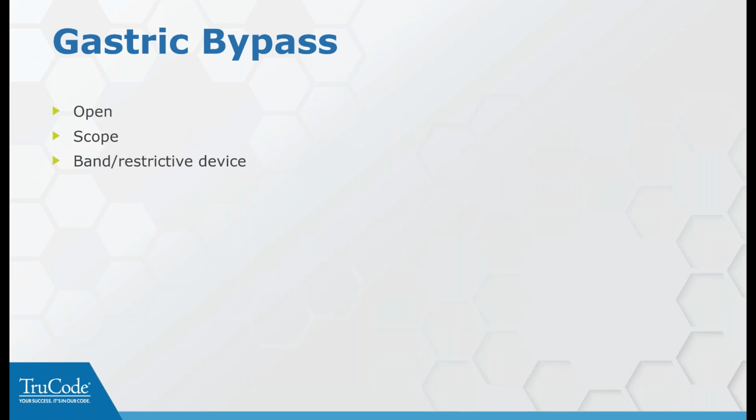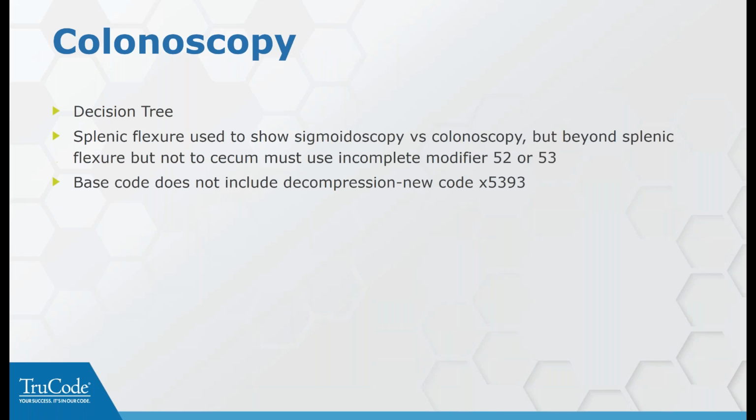The gastric bypass codes in the middle of the digestive system, be careful with those. Those procedures can be done either open or endoscopically, and there's also codes for like bands or restrictive devices being put on the outside of the patient's stomach or intestines there to work with the bypass. So you need to know exactly what it is that the doctor's doing.